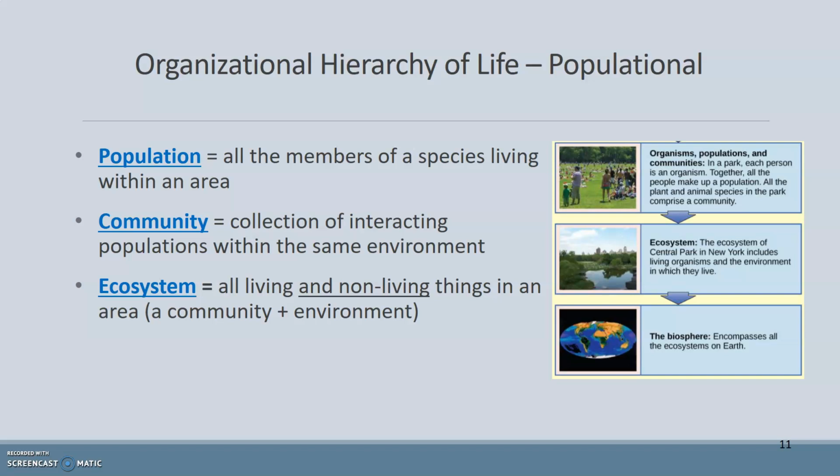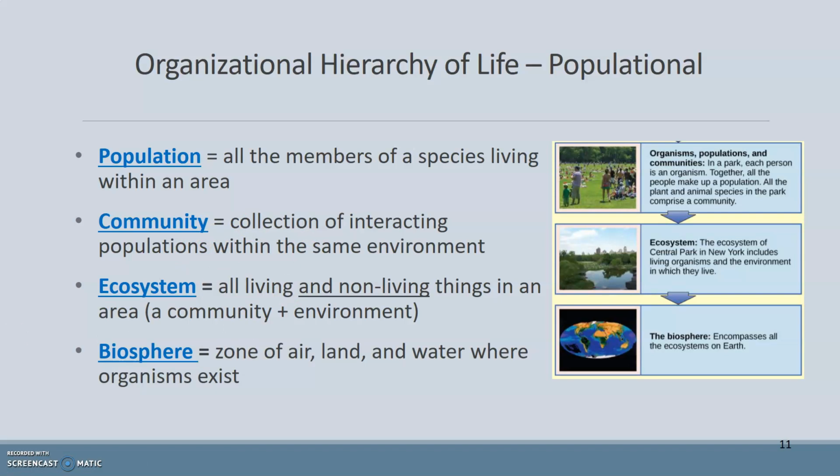And once you add in the non-living factors as well, so you take all of the living things, all of the plants, all of the animals, all of the humans that are living, and then you add in all of the air, the water, the soil, the buildings, and all of the non-living components to that environment, you create what's known as an ecosystem. The ecosystem is the community, or all the living stuff, plus the environmental factors. And it's obviously bigger in terms of organization than a community itself.